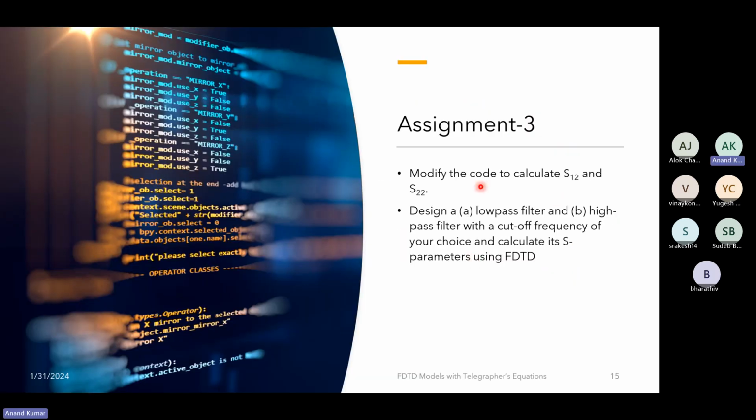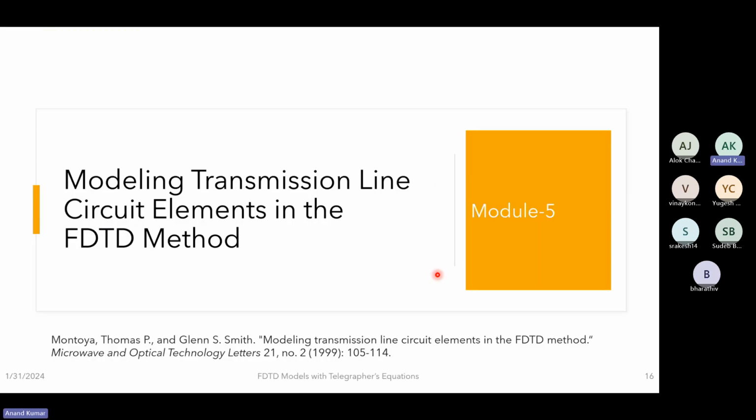And as an assignment, I had shown you how to calculate S11 and S21, and I had given as assignment to calculate S12 and S22, and try to model a low pass filter and high pass filter and see their S parameters. Any questions on this? I'll pause over here just in case you have questions. Otherwise, we'll continue with the modeling of lumped components.